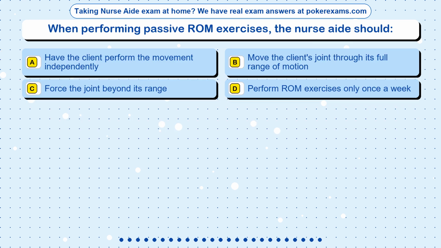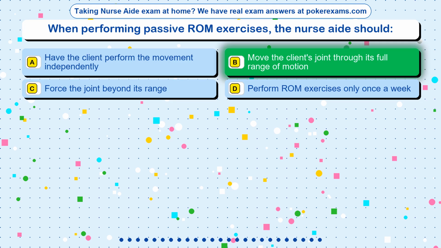Question 22. When performing passive ROM exercises, the nurse aide should: option A, have the client perform the movement independently. Option B, move the client's joint through its full range of motion. Option C, force the joint beyond its range. Option D, perform ROM exercises only once a week.